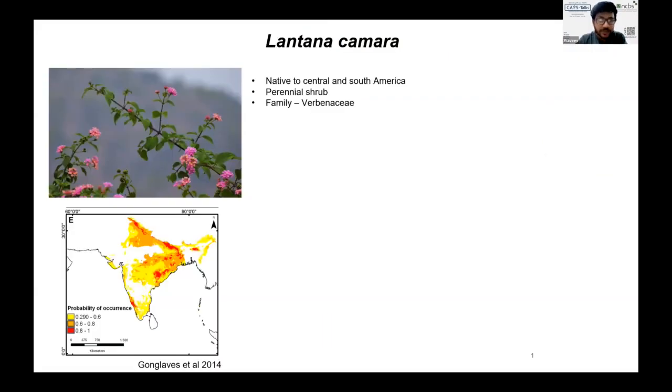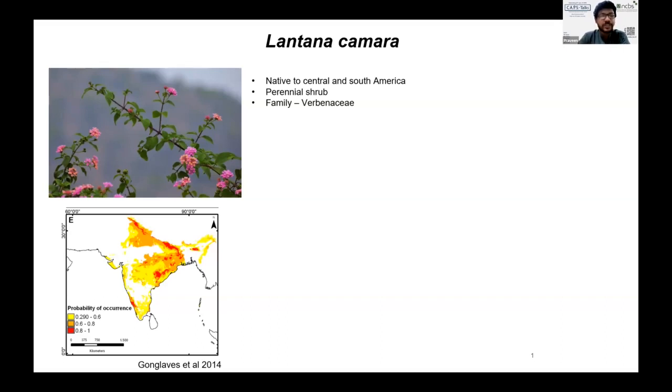Thanks, Professor Sowdhamini, for that introduction. Hi, everyone. I'm Praveen. I'm a PhD student working with Professor Ramakrishnan. Today I'll be talking about our study on understanding the genetic variations and the ploidy variations of Lantana camara in India. Most of you must have seen this plant with its beautiful pink or orange flowers in your location.